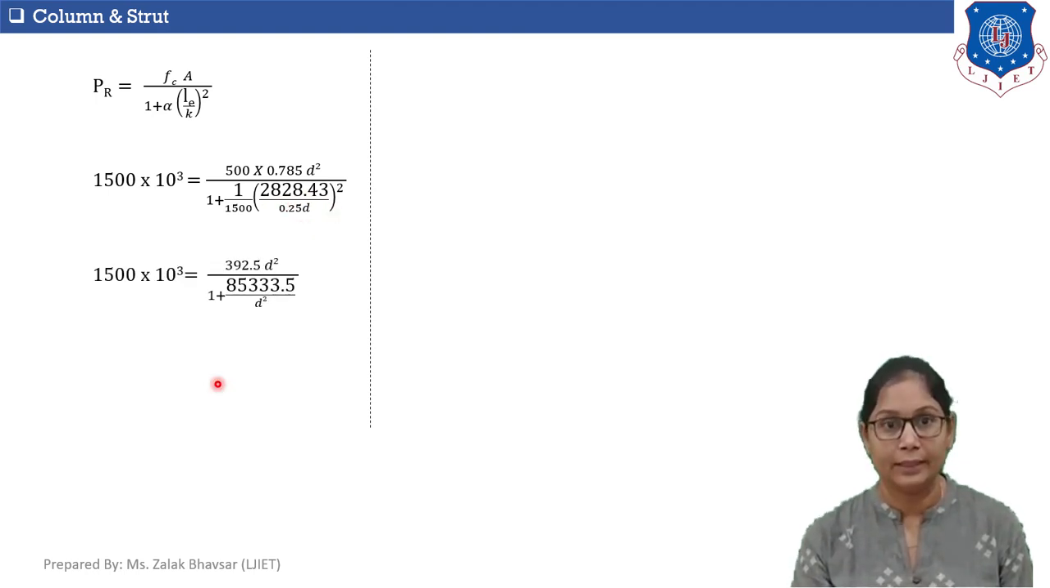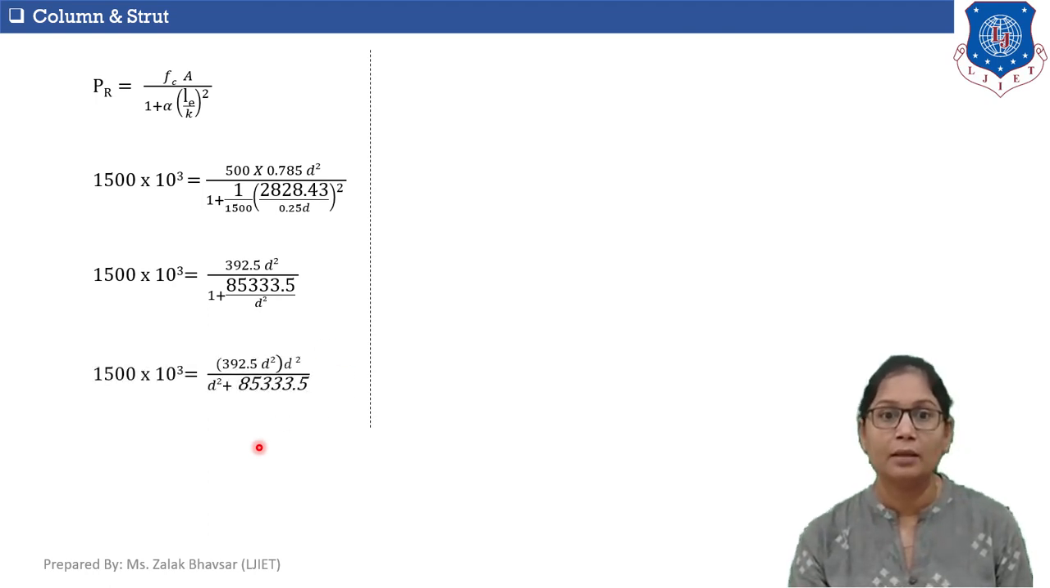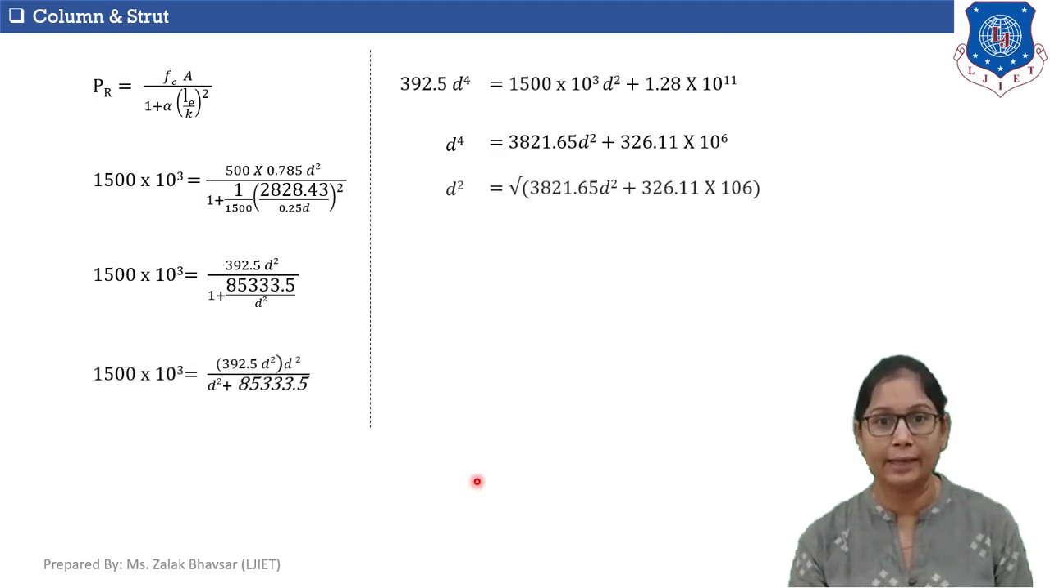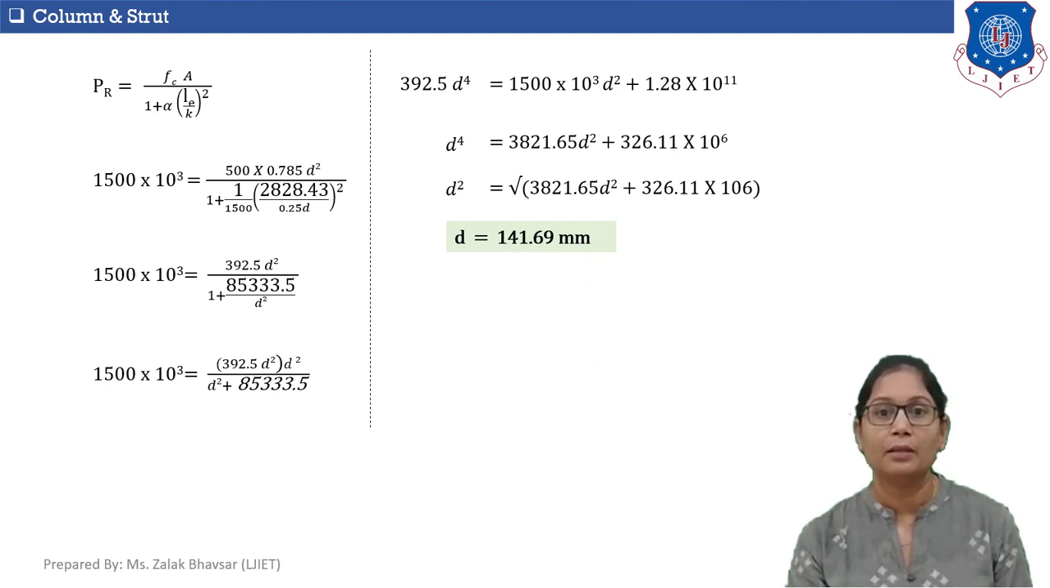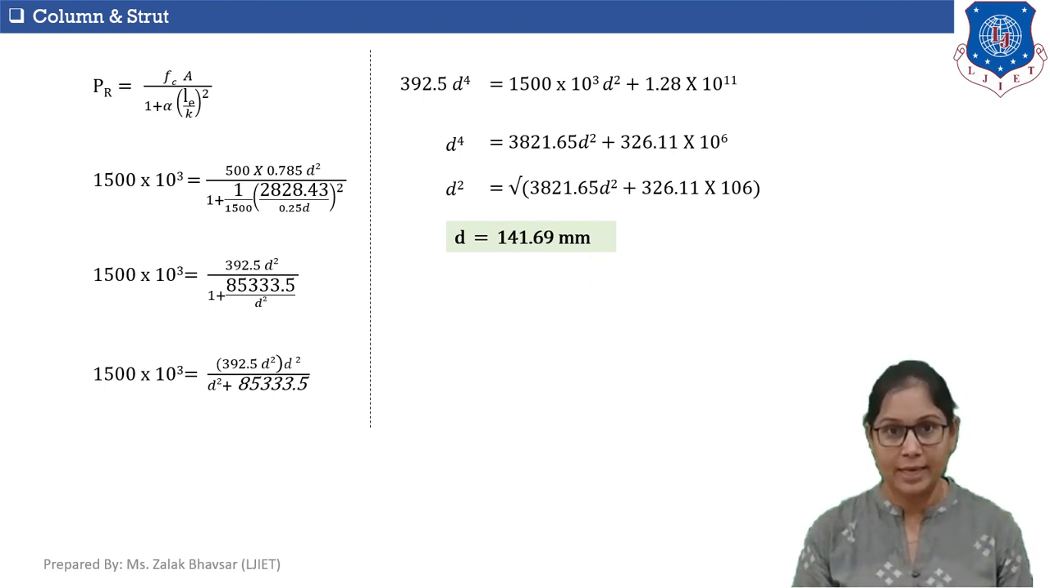So I am getting 1500 into 10 raised to 3 is equal to 392.5 D square upon 1 plus 85333.5 upon D square. So ultimately I will get D is equal to 141.69 mm. Okay. So this is the end of the session. Thank you.